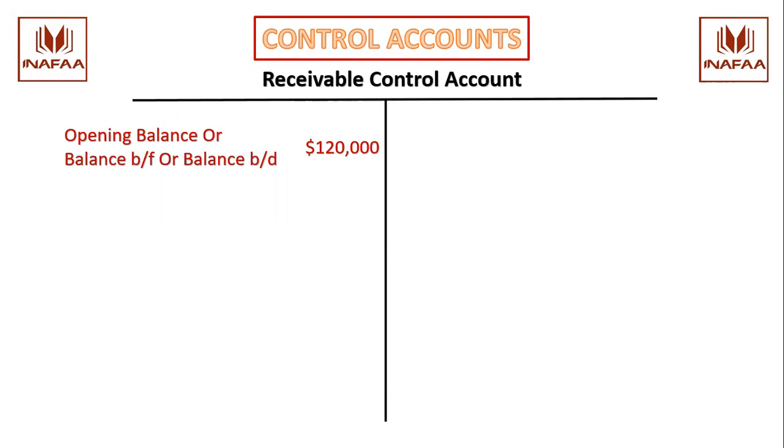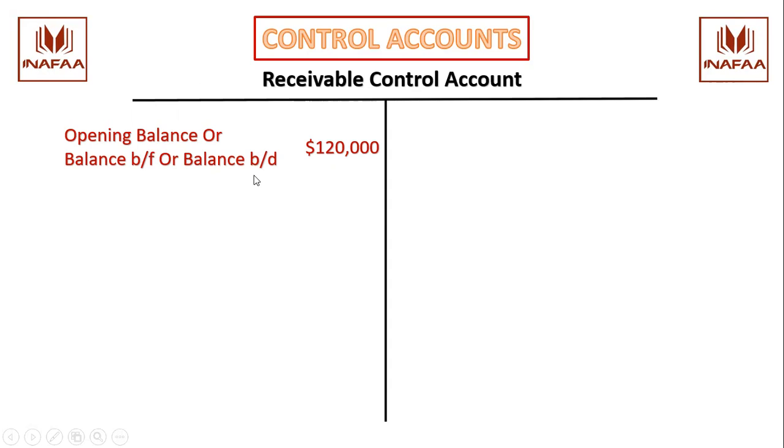So this is the balance which is actually brought forward from the previous year. This balance is also called the balance BF, or you might find the word balance BD. BD stands for balance brought down, or it is also called opening balance. It is written on the debit side. It means it's a debit balance.